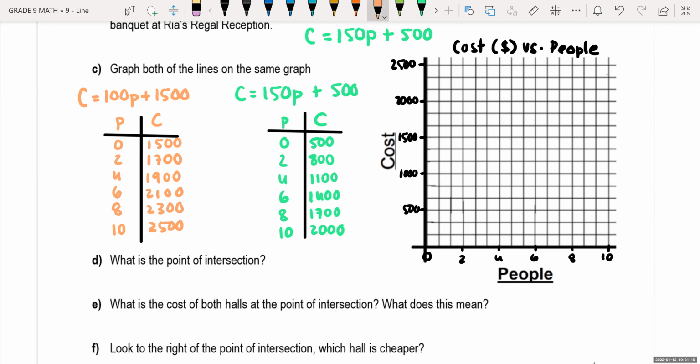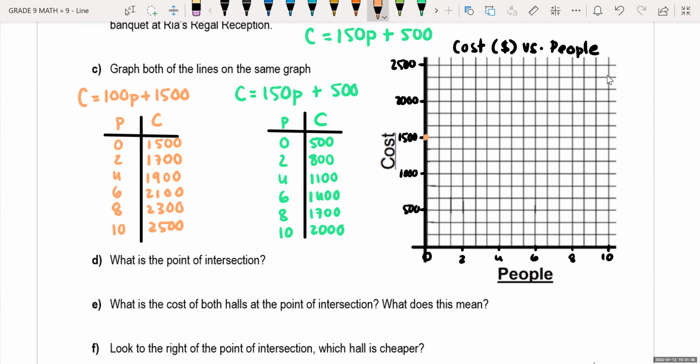So if nobody shows up, that first banquet hall is quite expensive. We're still going to have to pay $1,500. If 2 people show up, we're going to have to pay $1,700. So maybe I shouldn't have gone up by this much because now each one of these squares is basically 166, which is a little bit awkward.